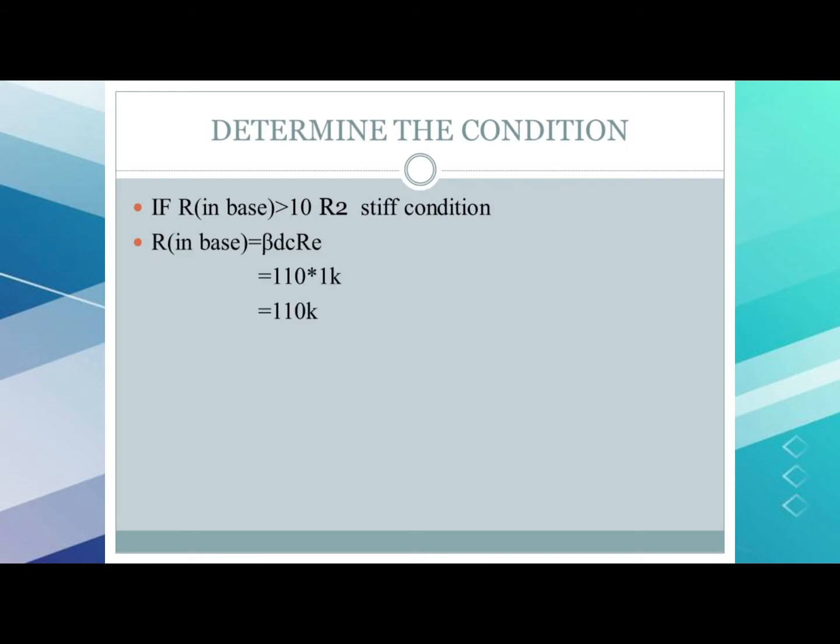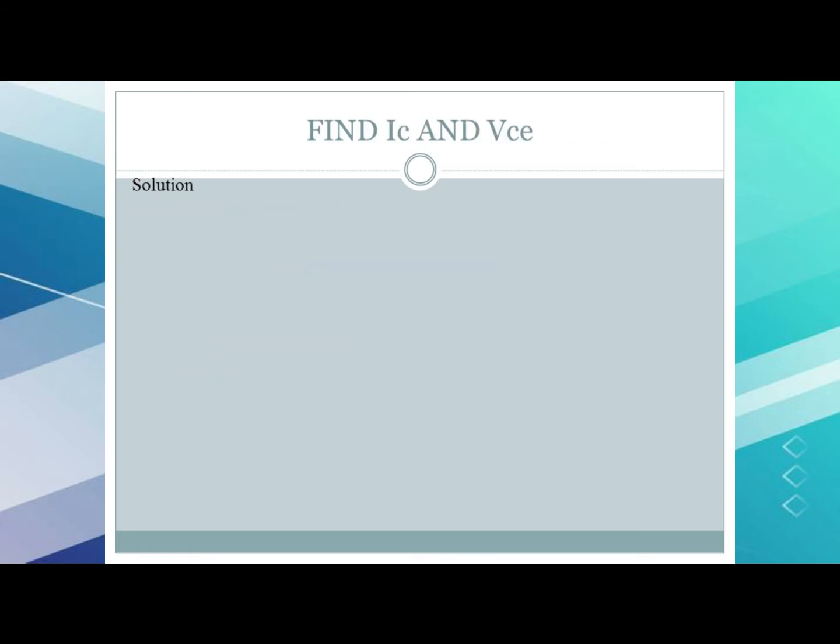First, we find R in base. R in base equal to beta DC times RE. We get 110K. Second one, we find 10R2 equal to 150K. So we can conclude that R in base is less than 10R2. So the BJT is not in stiff condition.